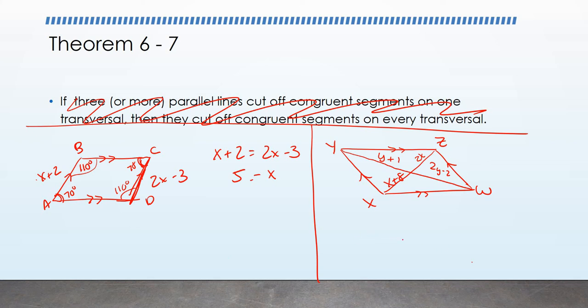So pause for a moment, see if you can do that. Okay, since these are diagonals of a parallelogram, these two sides have to equal each other. So y plus 1 equals 2y minus 2, subtracting y and adding 2, and x plus 8 has to equal 2x. So x equals 8.